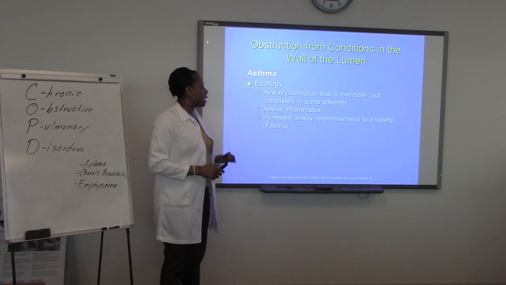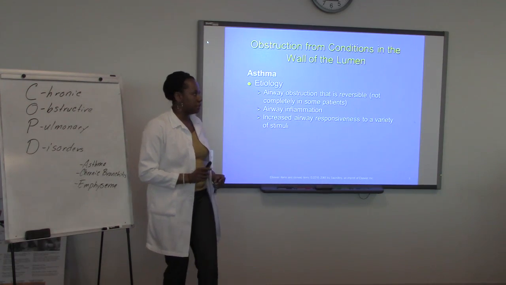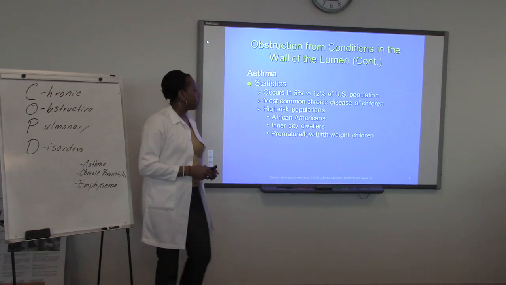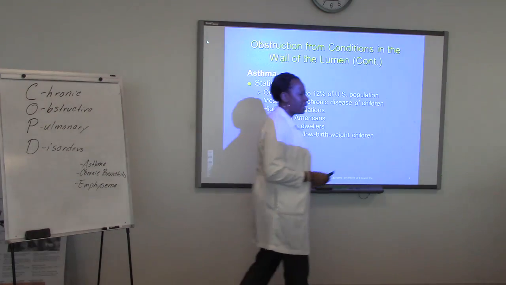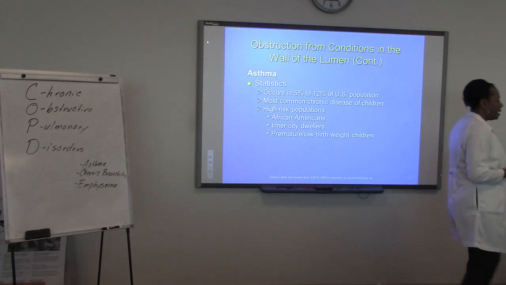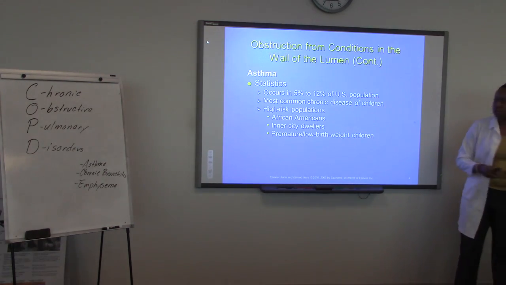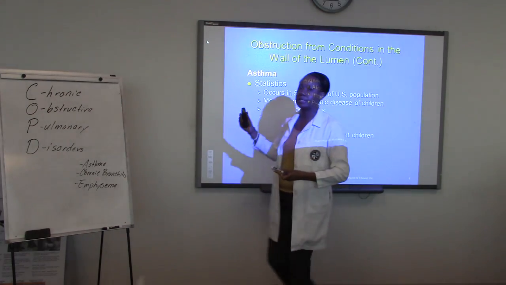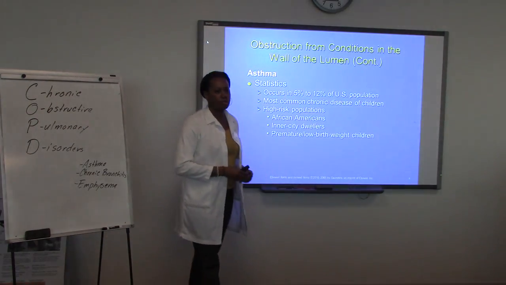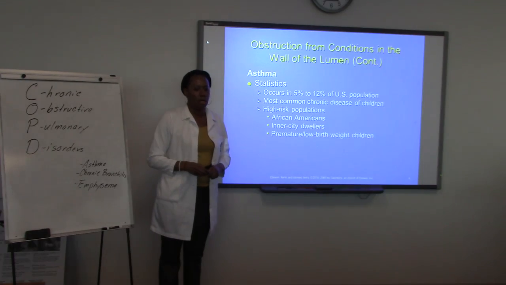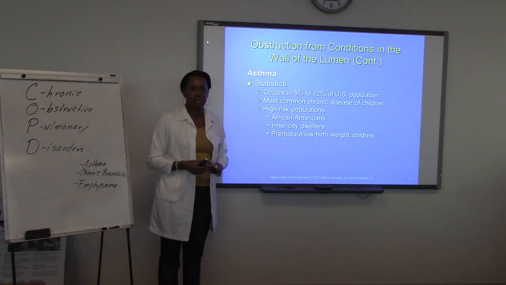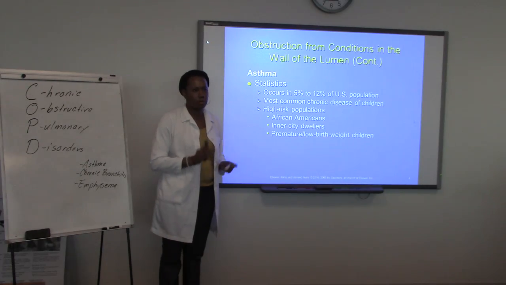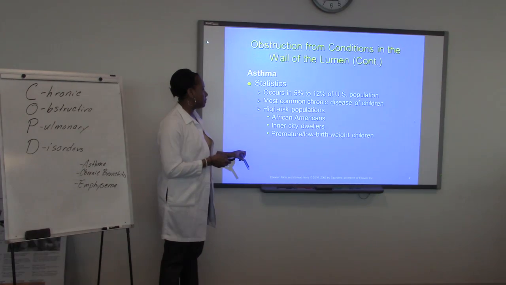And increased airway responsiveness to a variety of stimuli, which we'll go over in a second. So here are some stats. I'm not going to hold you responsible for memorizing the stats, but they do have some percentages there. They do say it is the most common chronic disease in children, which we do know children have more high cases of asthma, although adults also have high cases of asthma as well. We'll go over the different types.